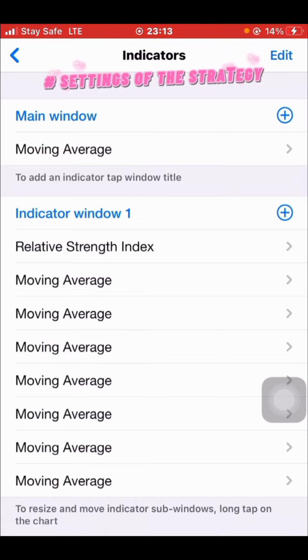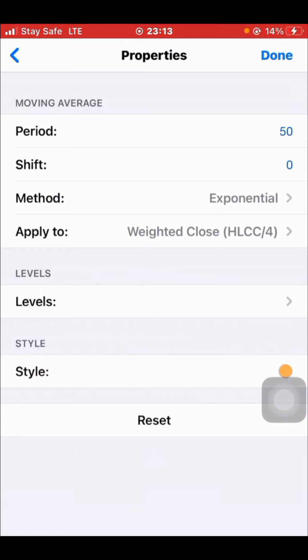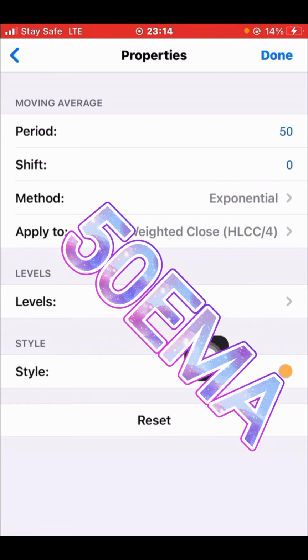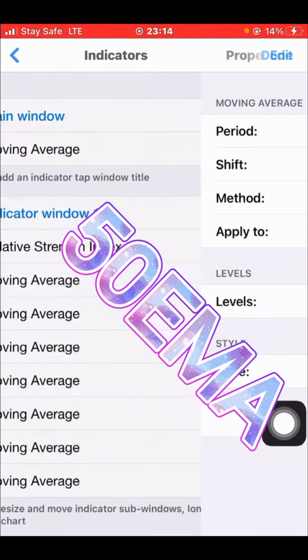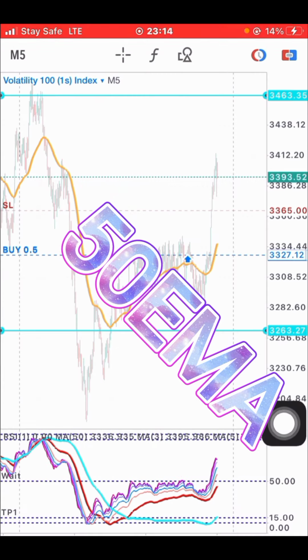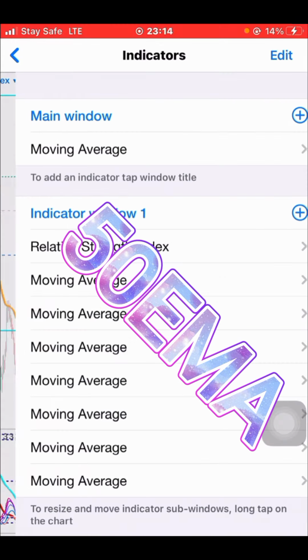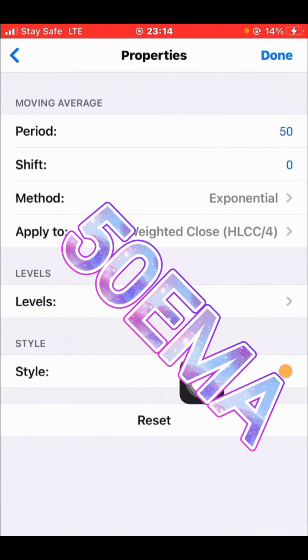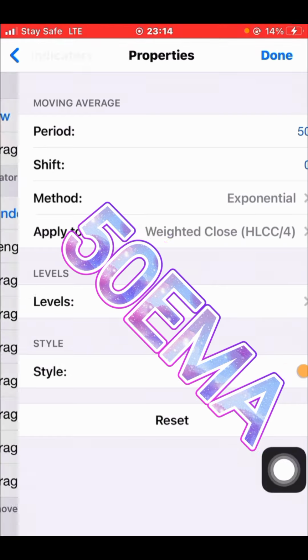In the main window, indicator number 1, we have the 50 moving average, shift 0, method exponential, apply to weighted close. Style, you can use anything you want. Sorry, let me give you weighted close, style H4, so you can screenshot it so that it will be faster. I don't want this video to be very long.